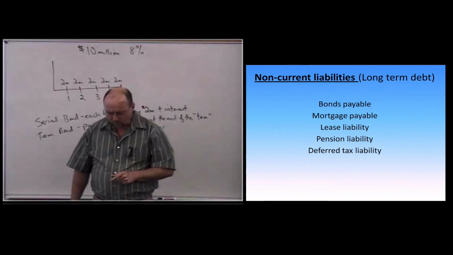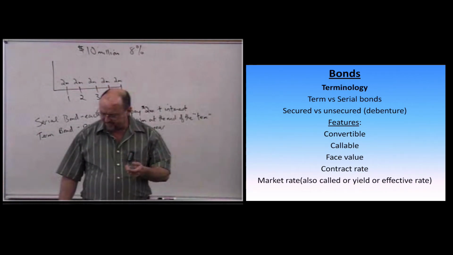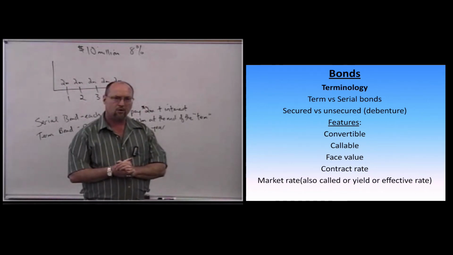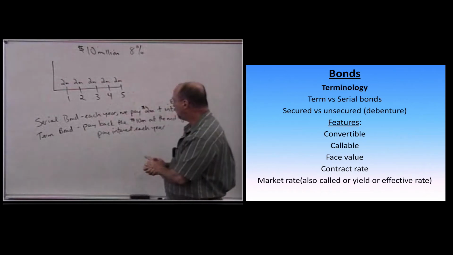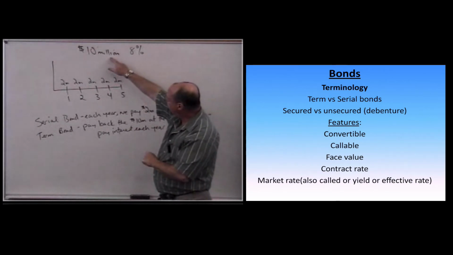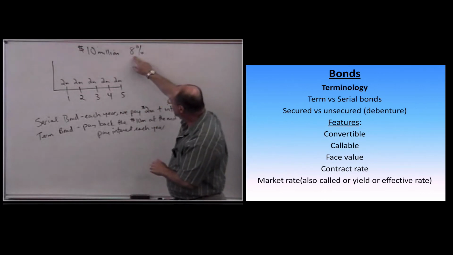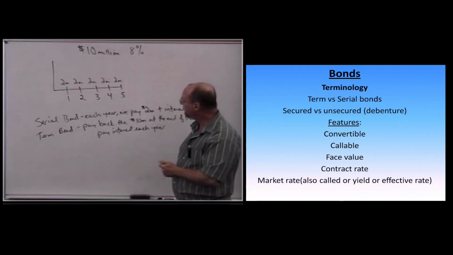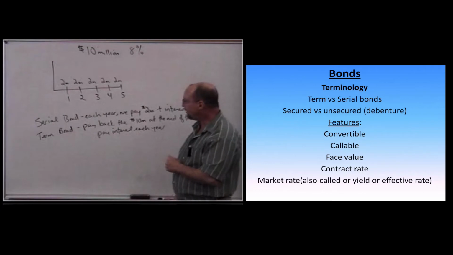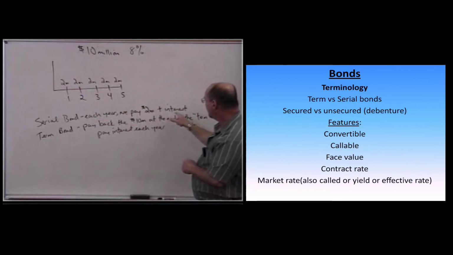Okay, and so we're going to take a look at a bond, and we need to talk about some definitions and bond terminology. First, bonds are either term bonds or serial bonds. For example, let's say we have a $10 million bond. We call that the face value of the bond, the principal, and it pays an 8% interest rate, which we'll call the contract rate. If it's a serial bond, then each year, at the end of the year, we're going to pay back 1/5 of the bond principal, or $2 million, plus interest each year.